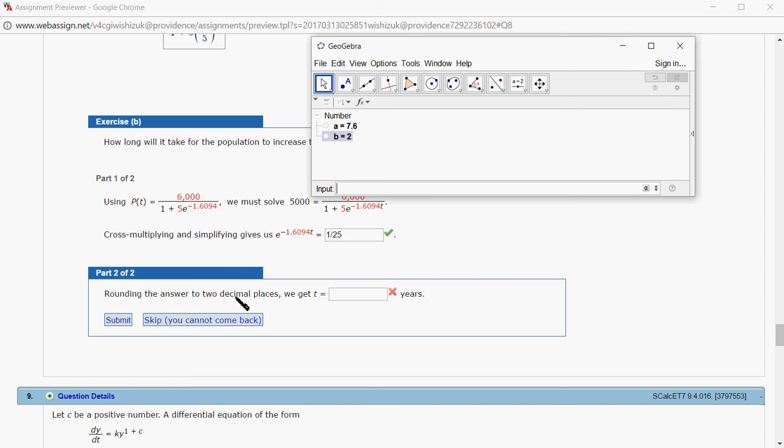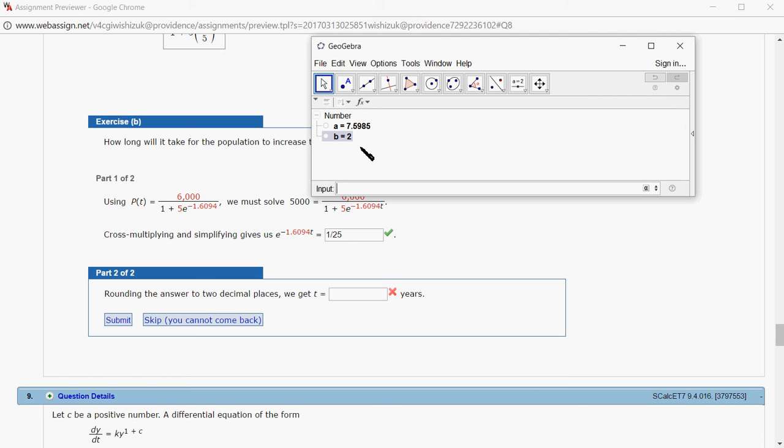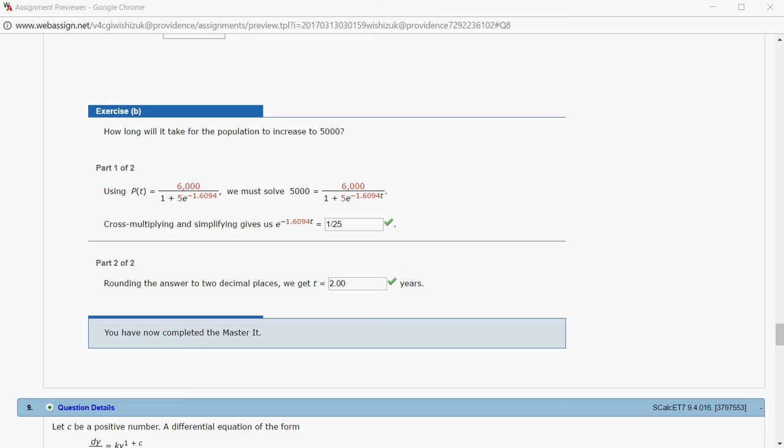Let's see, 2 decimal places. I have to see a little bit more, so I'm going to hit option and rounding. Let's try to see more digits. Actually, I had it right. This is exactly 2, so you have 2.00. Let's submit. It came back and looks like we got this one correct as well. That's it. I hope that this was clear.